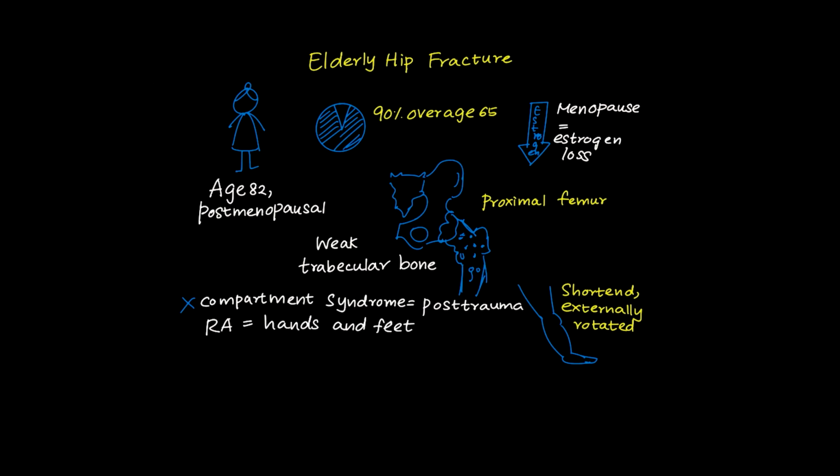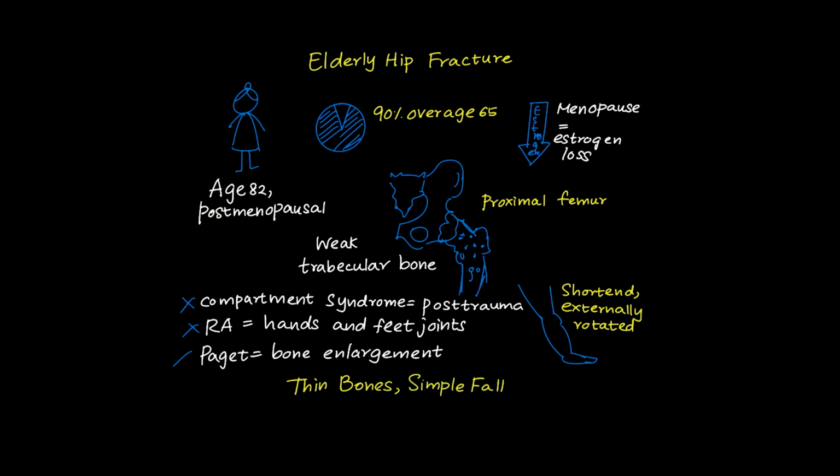Here's a D236 OA exam tip for you. Connect elderly hip fractures to the phrase thin bones, simple fall. Thin from osteoporosis, fall from anything small. Shortened, externally rotated leg, the classic sign. Thin bones, simple fall, snap goes the hip.